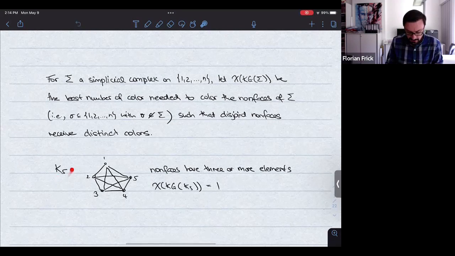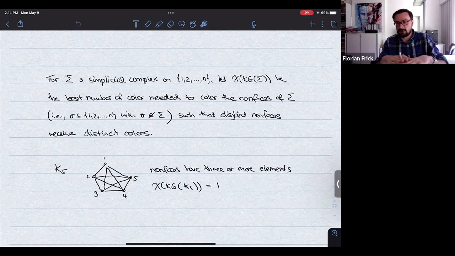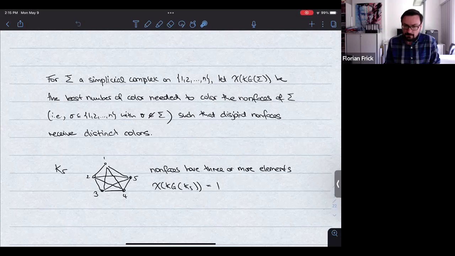So here's a simplicial complex, the complete graph on 5 vertices. So 5 vertices and all 10 edges. So what are the non-faces? The non-faces are all subsets of 1 through 5 that have at least 3 elements. All of these are not faces. But color them all red, right? Every single non-face is red. Now, any 2 non-faces, of course, overlap because they both have at least 3 elements and they're from a 5-element set. So no 2 non-faces are disjoint. No 2 non-faces of the same color are disjoint. So that's a valid coloring. Chromatic number is 1 in this instance.